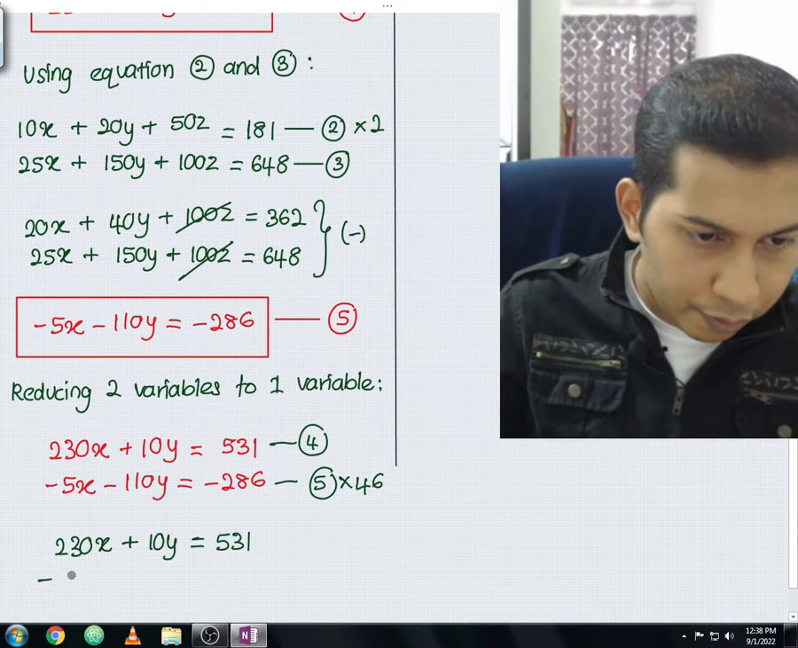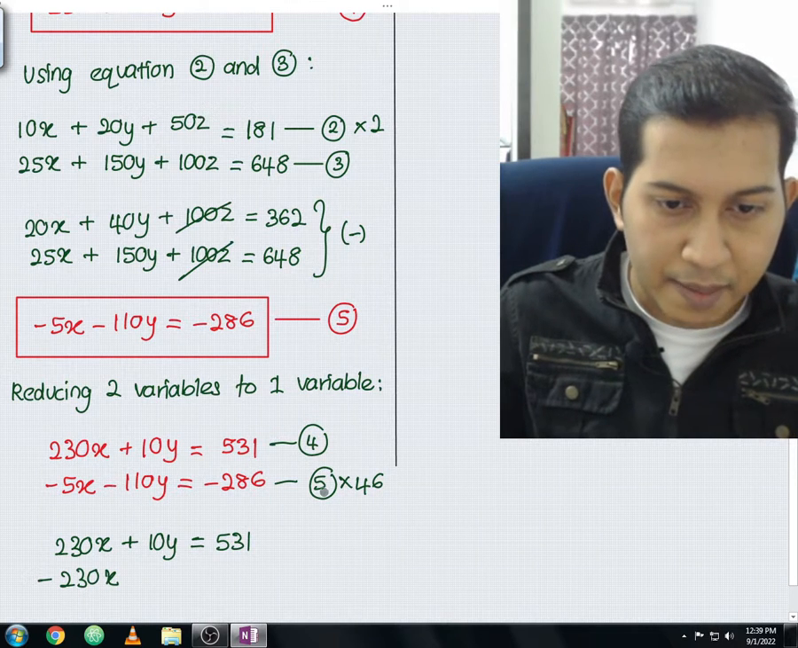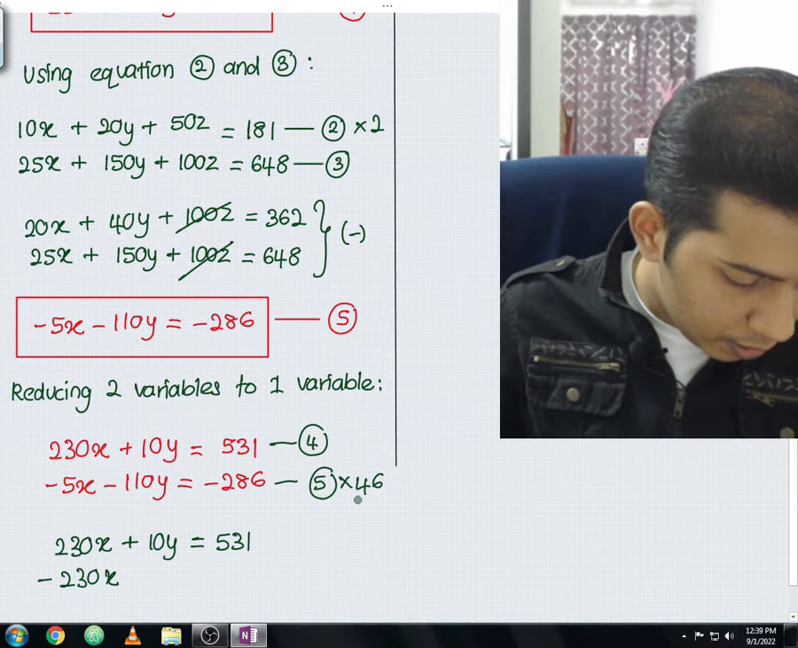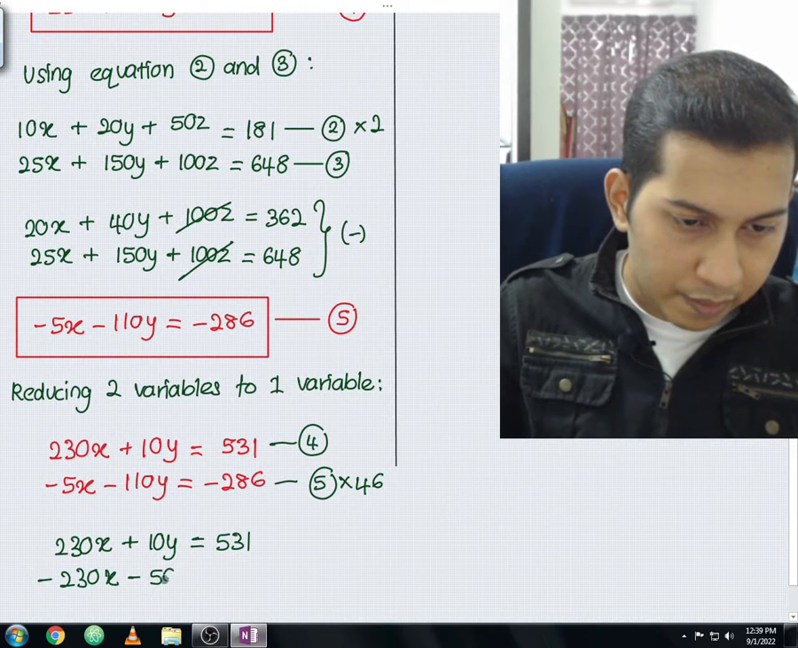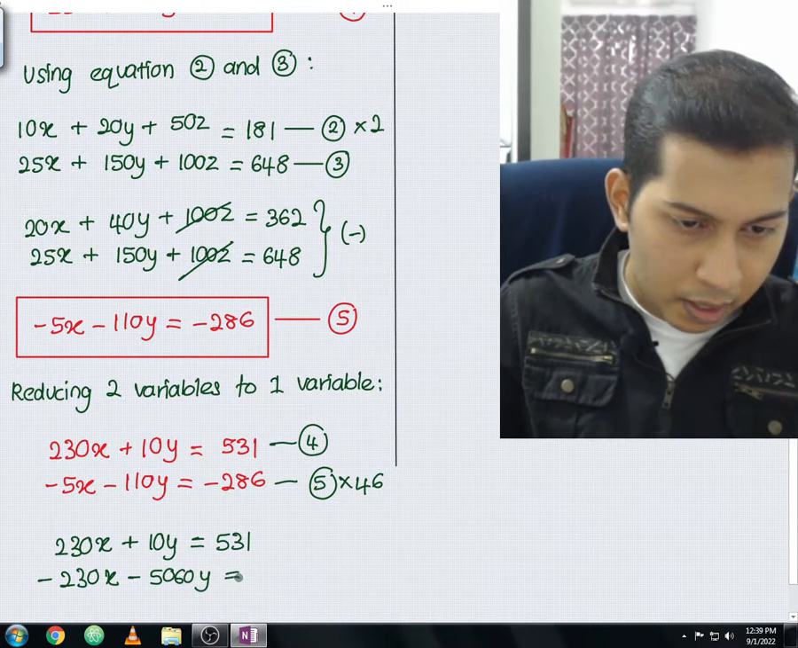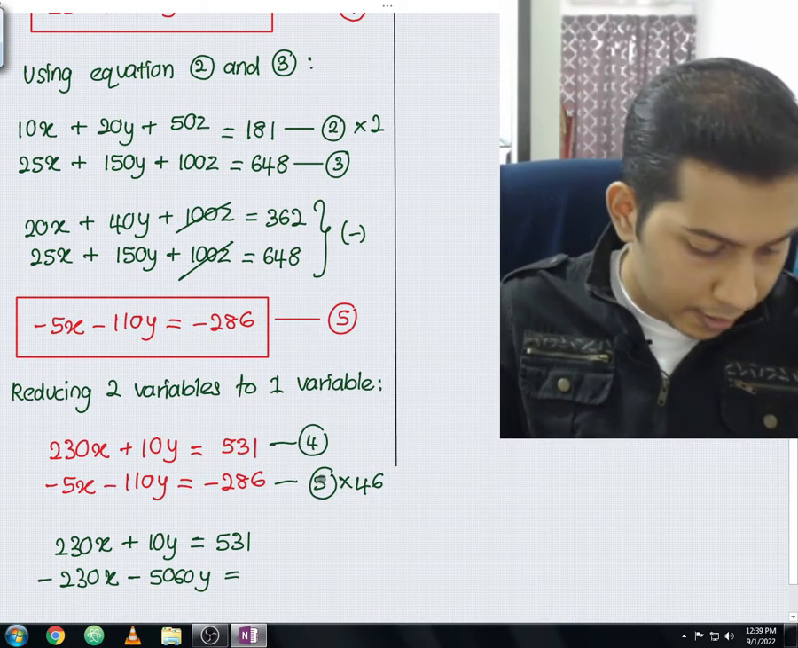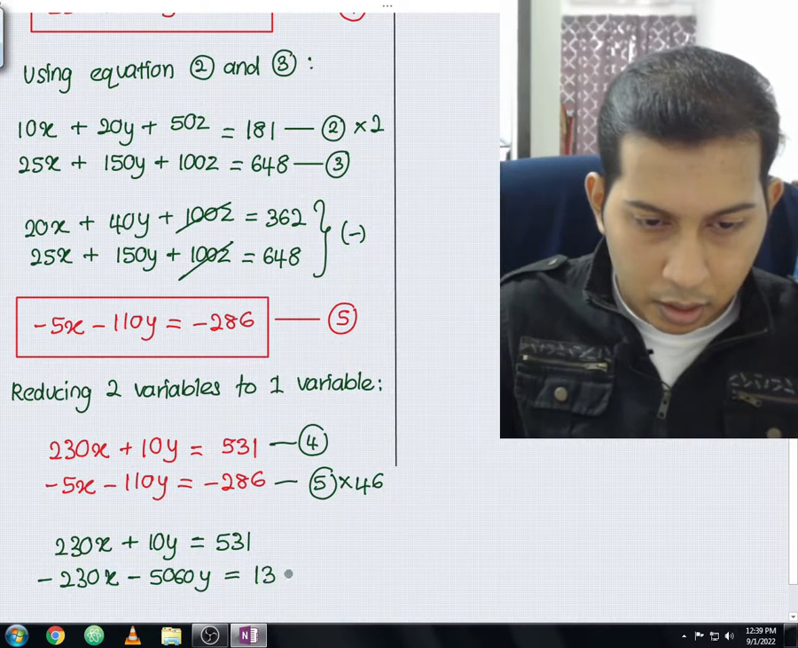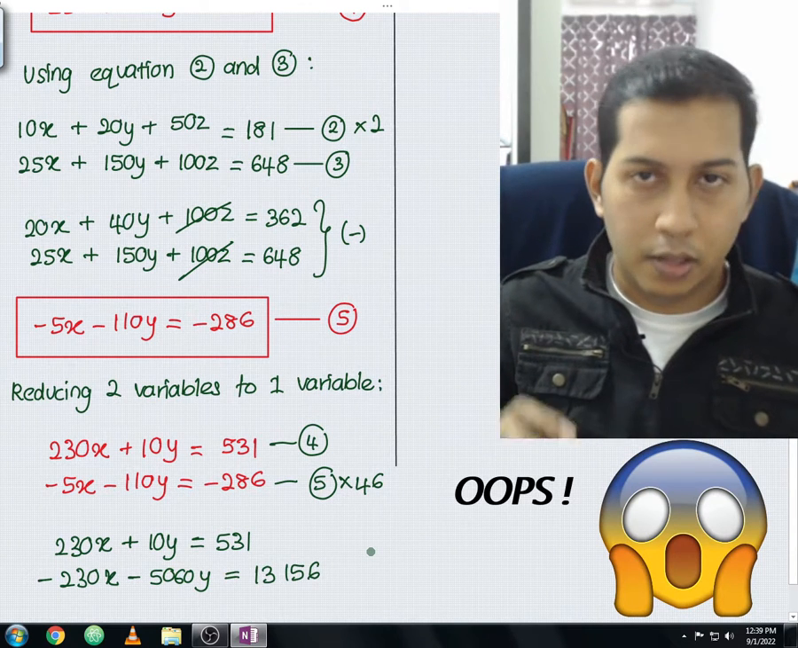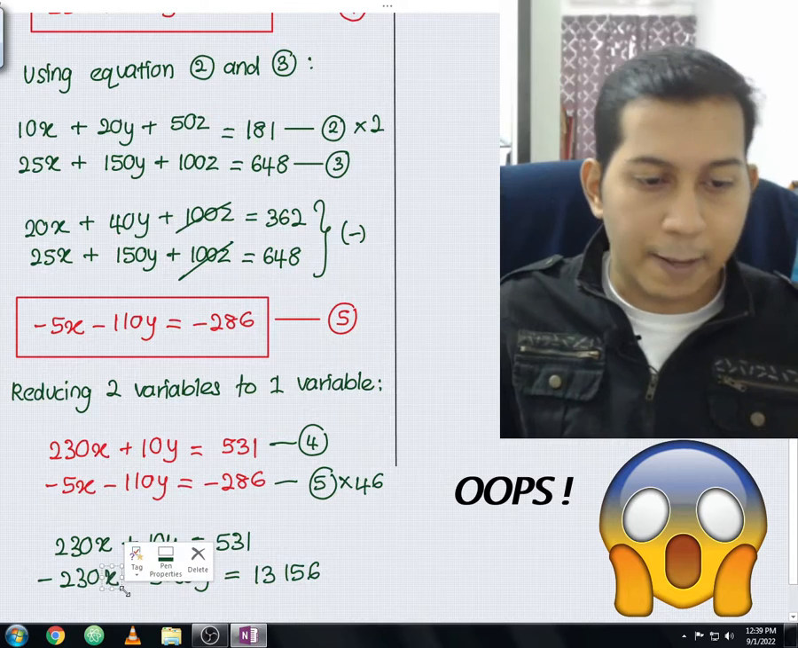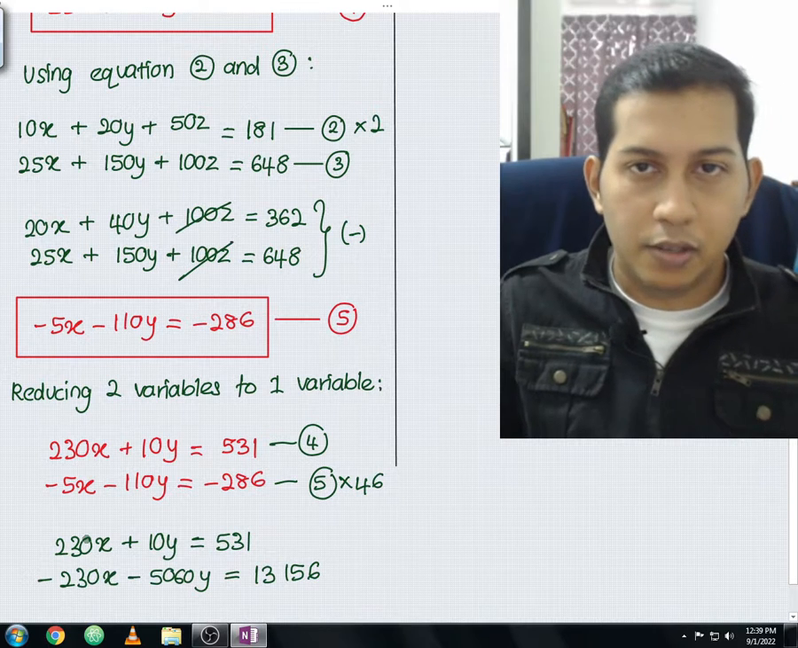For equation 5, there will be changes. So it will be negative 230x. Negative 5 times 46 gives negative 230x, and negative 110 times 46 gives negative 5060y, equals to negative 286 times 46. So from here you get negative 13,156. I know it's a bit complex, but just do it steadily. No worries.